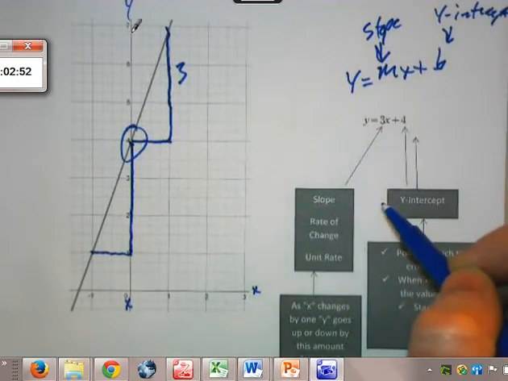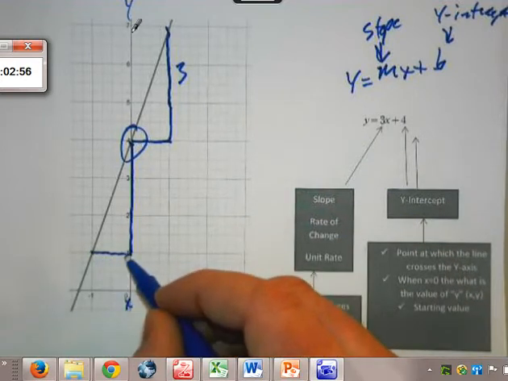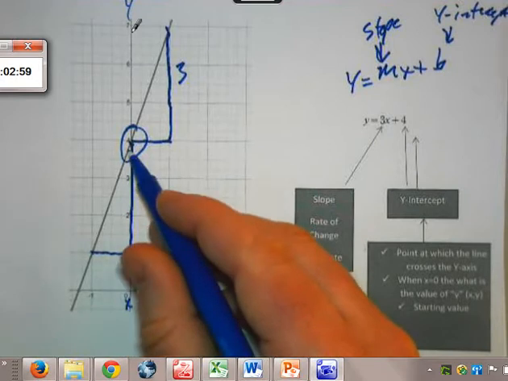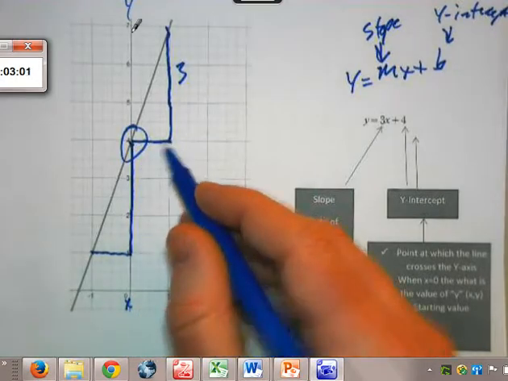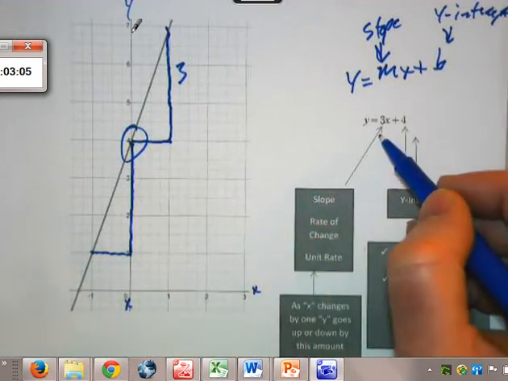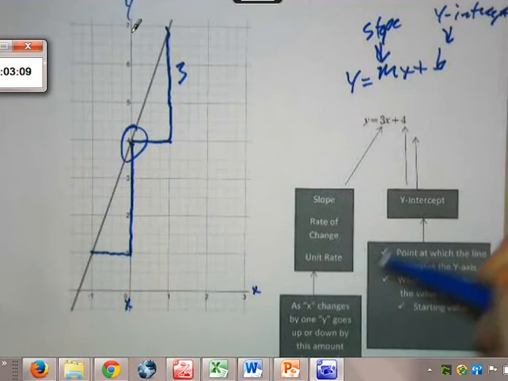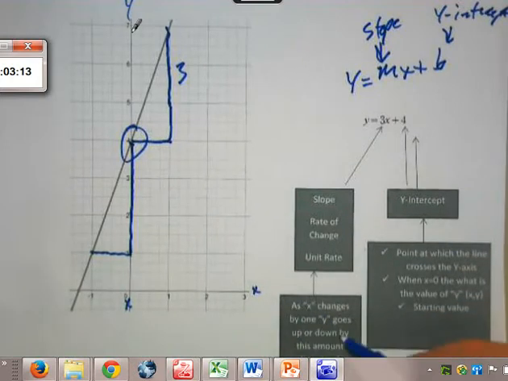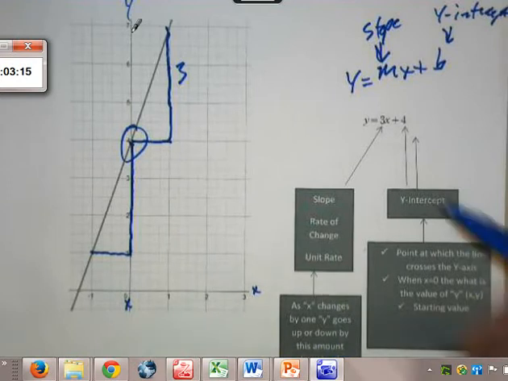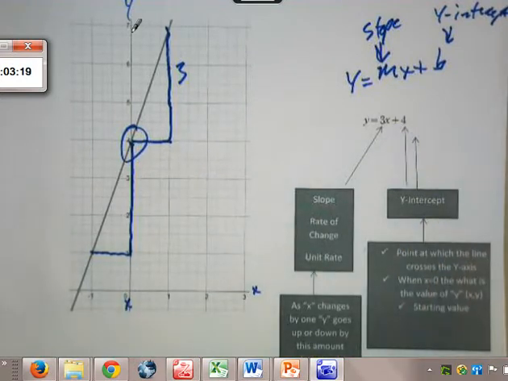So it's very easy to do. Establish what the unit rate is by going over 1 and finding out how far you go up. Over 1, how far you go up. And if that is the same each time, that's going to be your slope, your rate of change, or your unit rate. Okay? This is the constant amount by which y goes up as x changes by 1. Then we find our y-intercept and we plug those numbers into our equation. So let's look at that a little more closely.